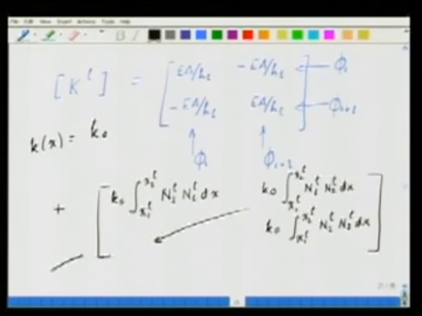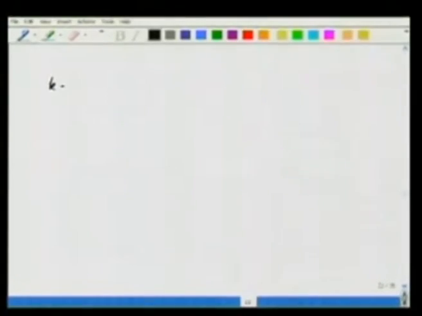So, this additional part, if you work it out, will be equal to k0. I have taken k to be constant, but it need not be. So, the additional part becomes k0 into HL by 3, HL by 6, HL by 6 and HL by 3.